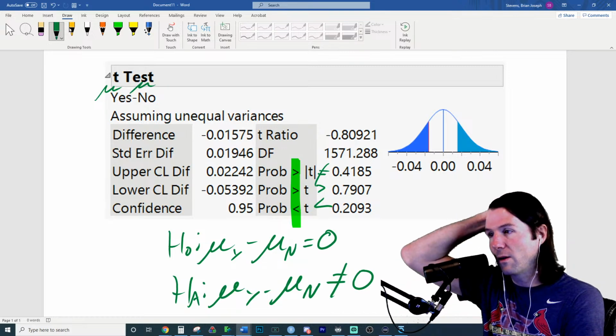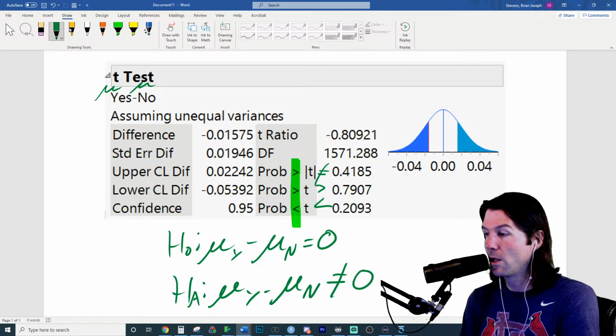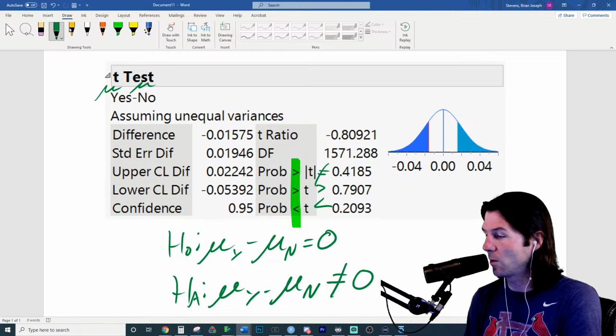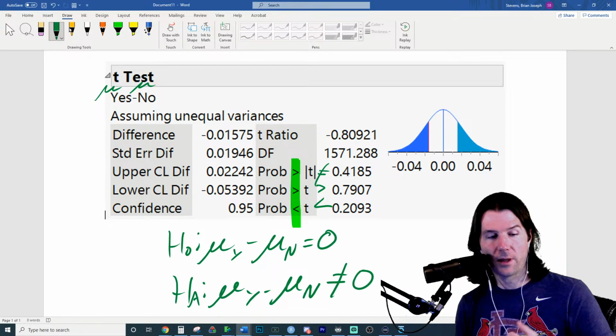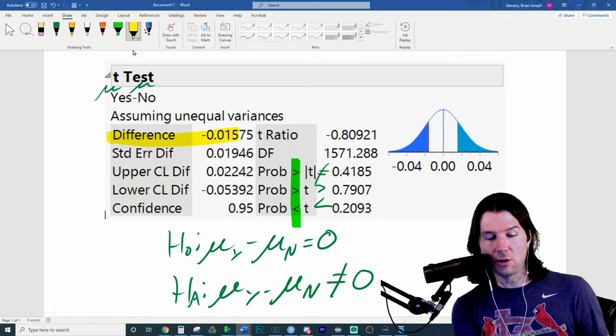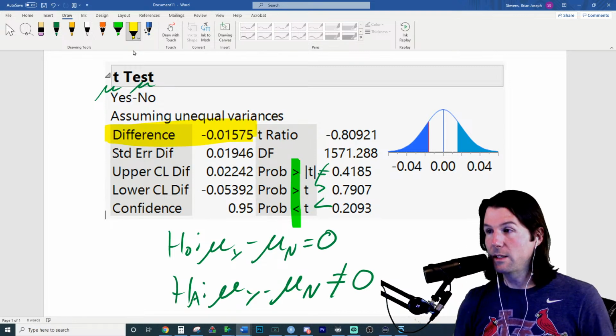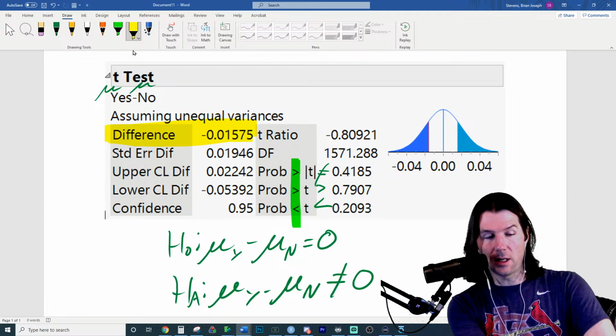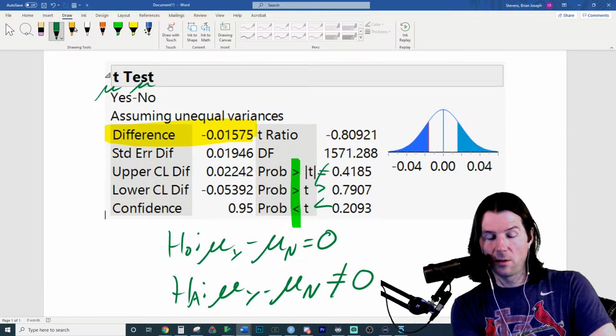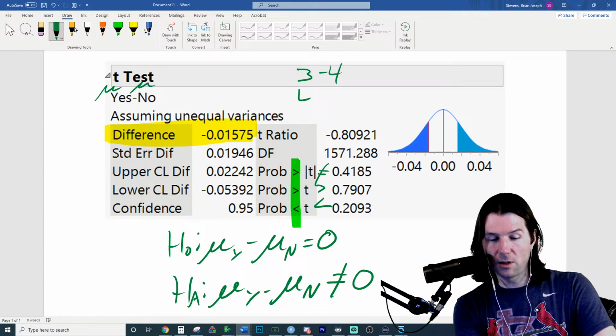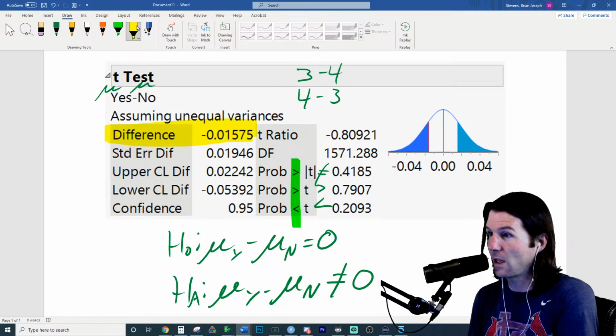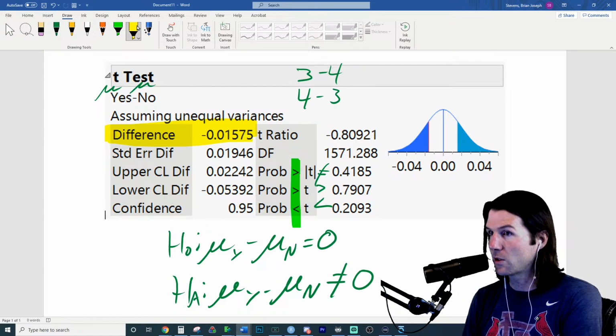So when we look at this right here, here's a tougher question on the test. You ready? Which group had a higher mean GPA, yes or no? So what do people think? And the difference right here is negative. So I want us to think about two possibilities: possibility 1, like 3 minus 4, or possibility 2, 4 minus 3. Since the difference is negative, which group had a higher sample mean? It'd be the no group.